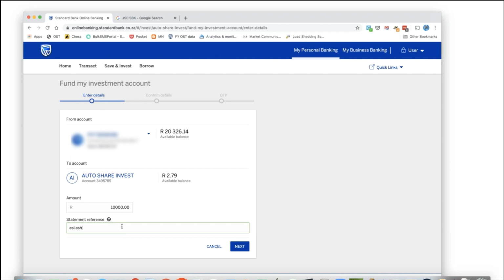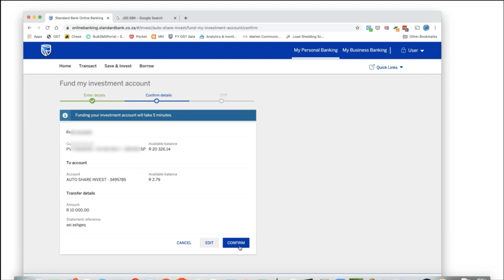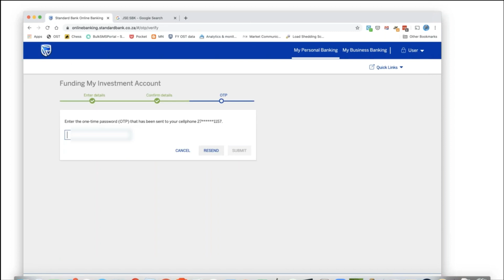Statement. Cool. So there's my statement reference. That will be ASI SGEQ for an amount of 10,000. I hit next. I confirm. They're going to send me an SMS. I hope this arrives quickly because we are doing this live.